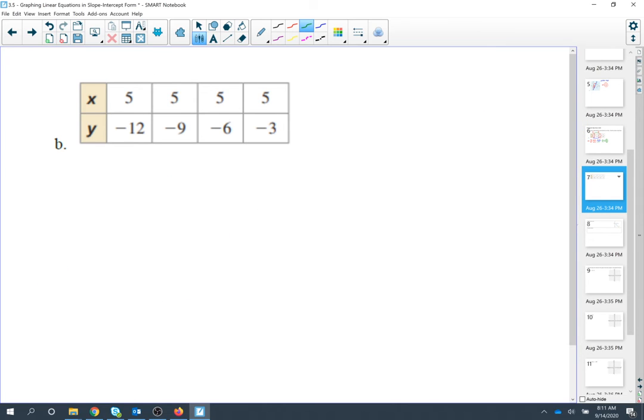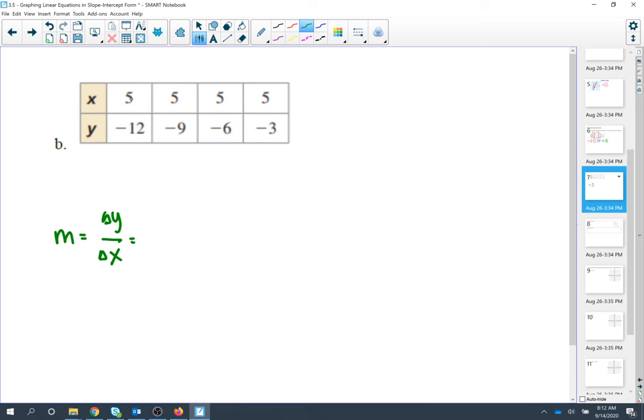Letter B. Same kind of idea. We're going to find our slope, and we're going to do the change in y's over the change in x. So if I look at my y values, you need any 2 points. And you can kind of look at this and go, okay, -12 to -9. What happened? We went up by 3. -9 to -6, we went up by 3. -6 to -3, we went up by 3. So the change in y's are +3.